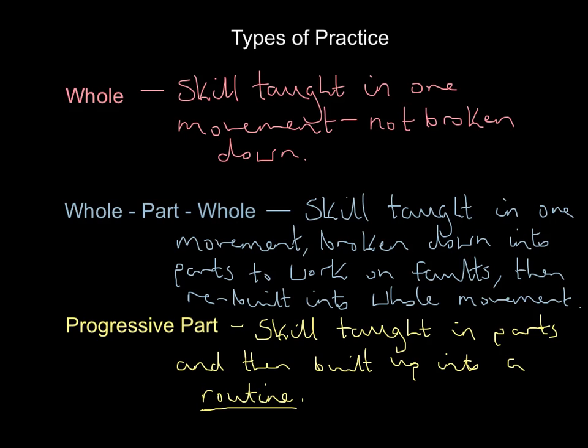And finally, progressive part. The skill is taught in parts and then built up into a routine. So you only use progressive part when you're looking at certain types of skills that can be classified as routines. Whenever you get a question on one of these, 2 of these, 3 of these, always give that definition. You've got to make 7 points, give a definition, you've got one of them straight away. Okay, so let's have a look at when we'd use each type of practice.